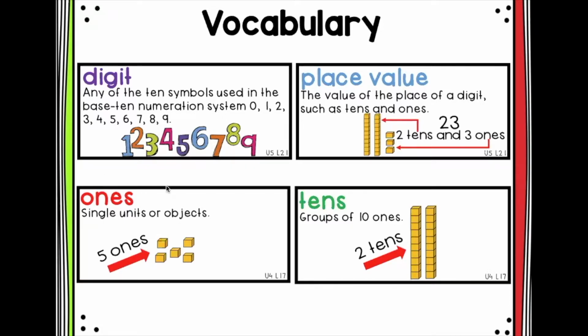The next vocabulary word we have is ones, which are single units or objects, which we skip count by 1: 1, 2, 3, 4, 5. And the next vocabulary word is tens, which are groups of 10 ones. So taking 10 of these ones cubes, sticking them all together to make a group of 10. So in this example, there are 2 groups of tens.